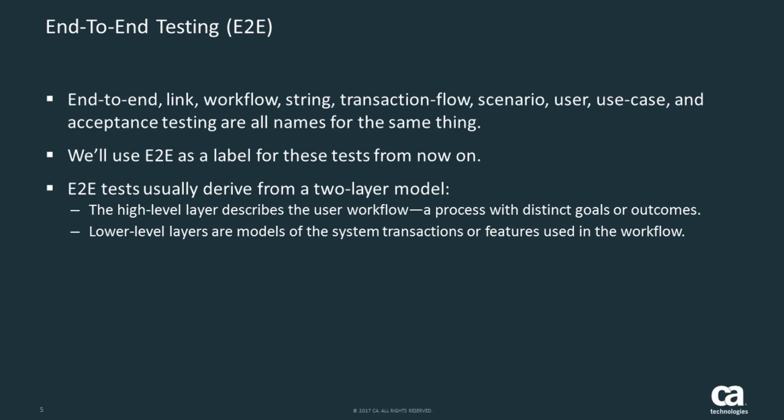Now, end-to-end tests usually derive from a two-layer model. It's kind of simple, if you like. The high-level layer describes the user workflow, and this is the process, the activity the user undertakes in order to achieve some goal. The lower-level layer are usually models of the actual system features or transactions that the user actually uses in the workflow.